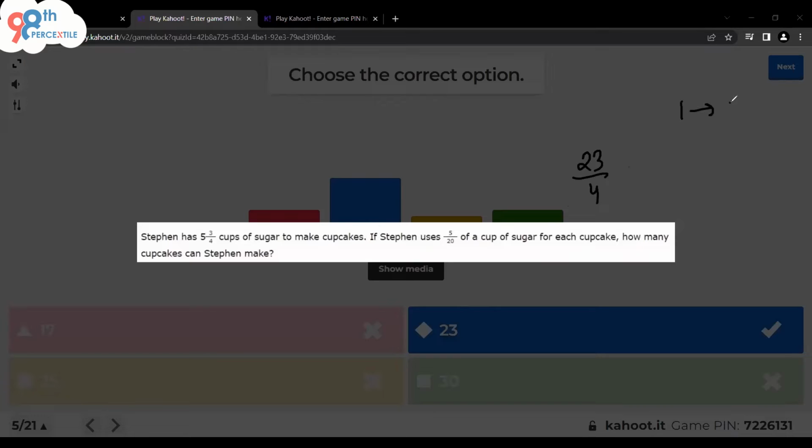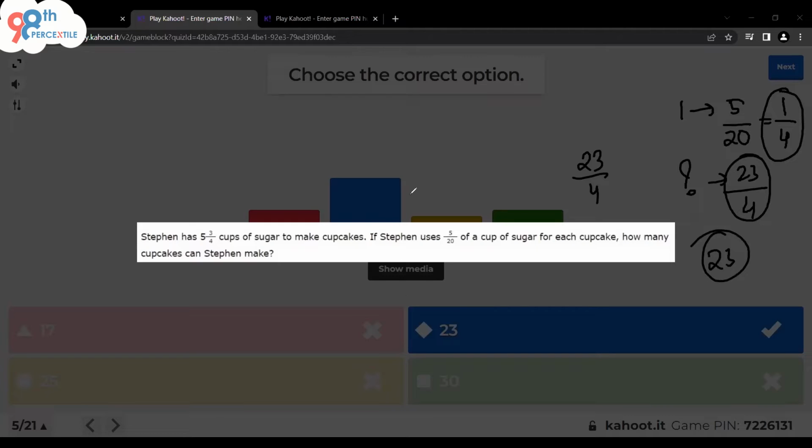So for 1, if he needs 5 over 20, we can also simplify this to 1 over 4. Then how many cupcakes could he have made in 23 over 4? So this one is quite simple. 23 over 4 cups of sugar he has, and he needs 1/4 of a cup of sugar for every cupcake. So 23 over 4 divided by 1/4 is going to be 23.